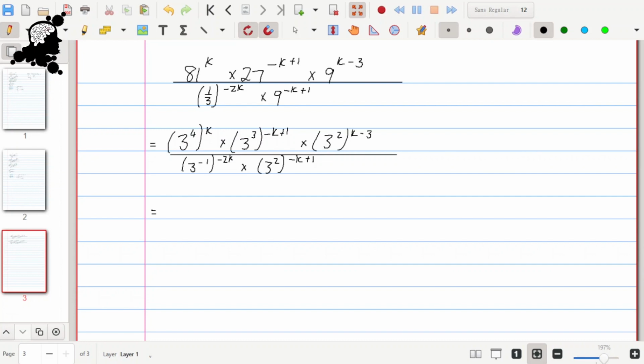The next step is to multiply out the exponents. This is 3 to the power 4k. Multiply by 3 times negative k. This is going to give you 3 to the power negative 3k. 3 times 1. This is going to give you positive 3. Multiply by 2 times k. This is 3 to the power 2k. 2 times minus 3. This is minus 6.